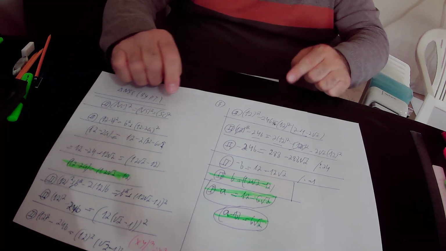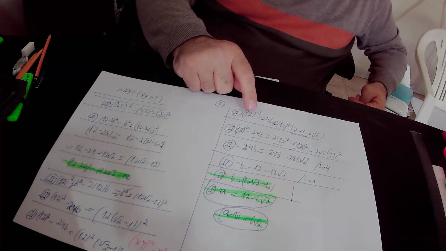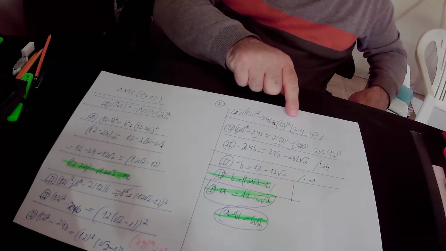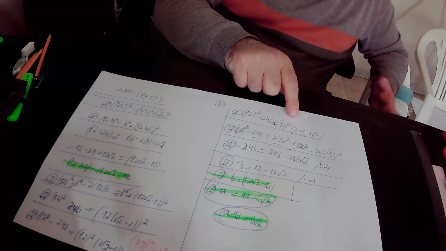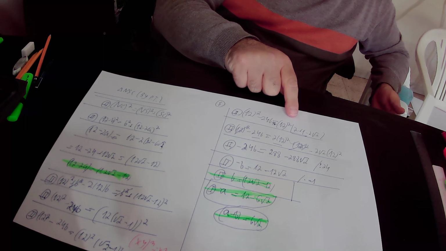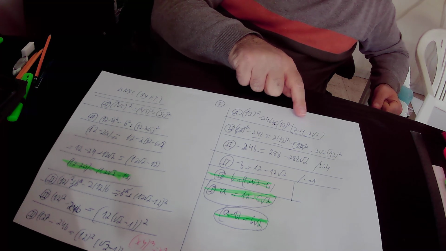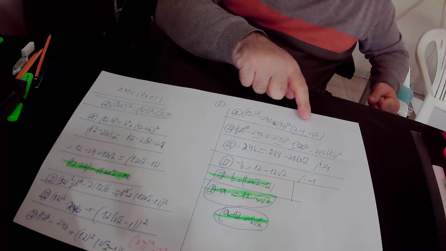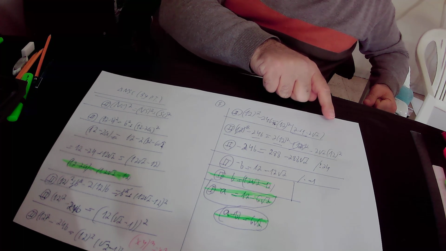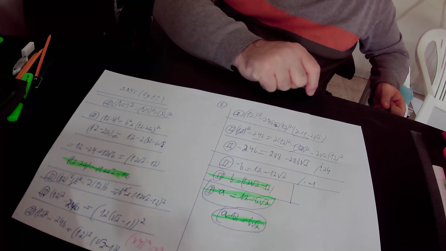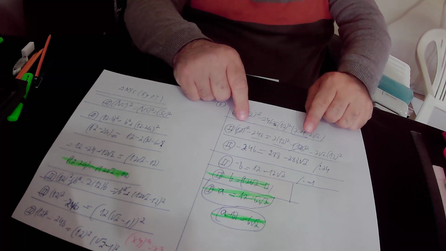So here we have 12 square minus 24b equals, we open the brackets here, 12 square times 2 is 2 times 12 square, 12 square times 1 is 1 times 12 square, minus 2 times square root of 2 times 12 square. So here we have 12 square on both sides of the equation.